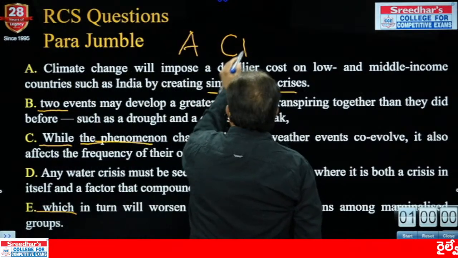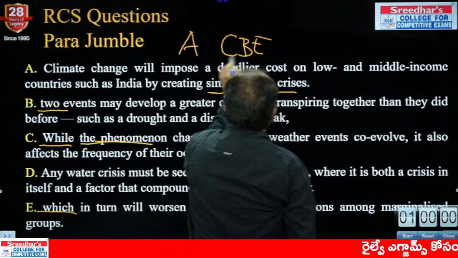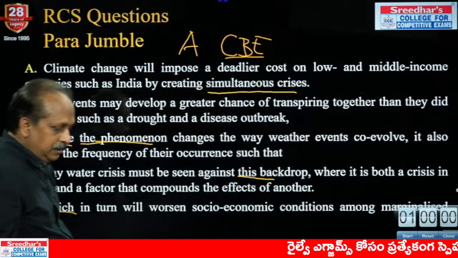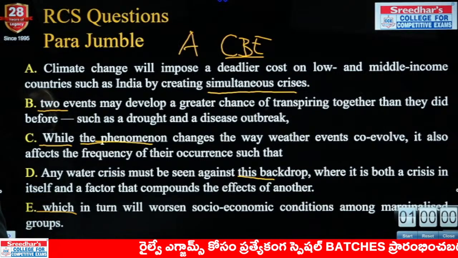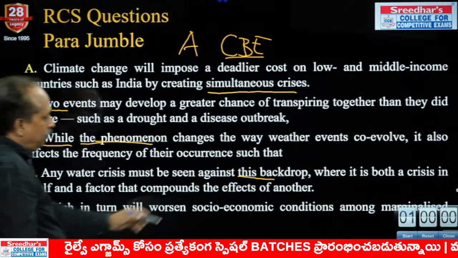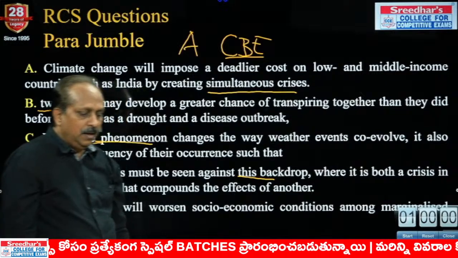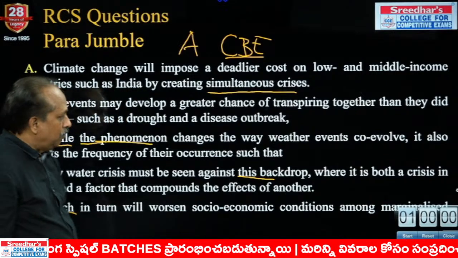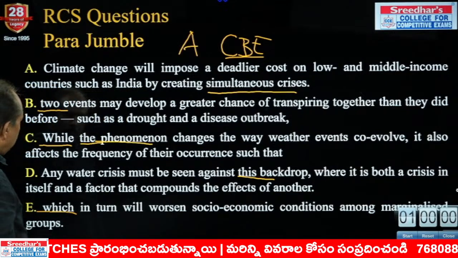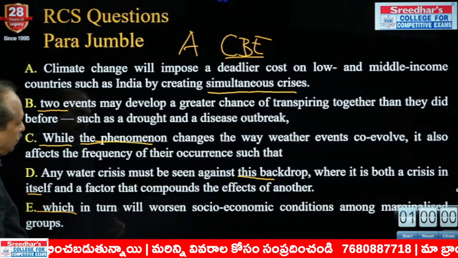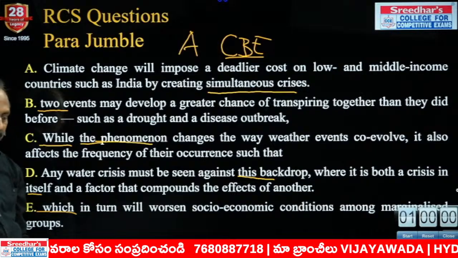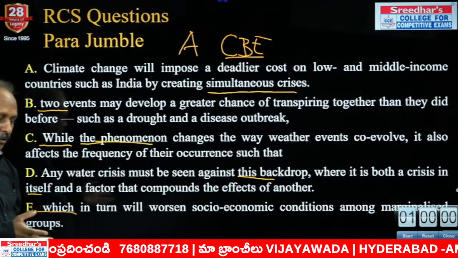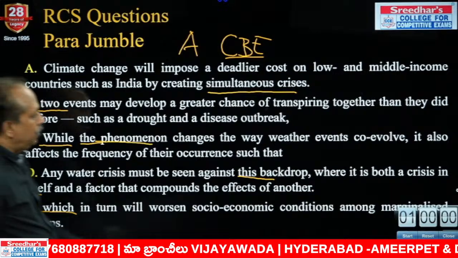C, B, E, one group. Continuity is there. What is the last one here? Any water crisis must be seen against this backdrop. This is a backdrop we must see against this backdrop or background, where it is both a crisis in itself and a factor that compounds the effects of another. This is from yesterday's editorial, familiar context, and those who have got this order, wonderful, I appreciate.